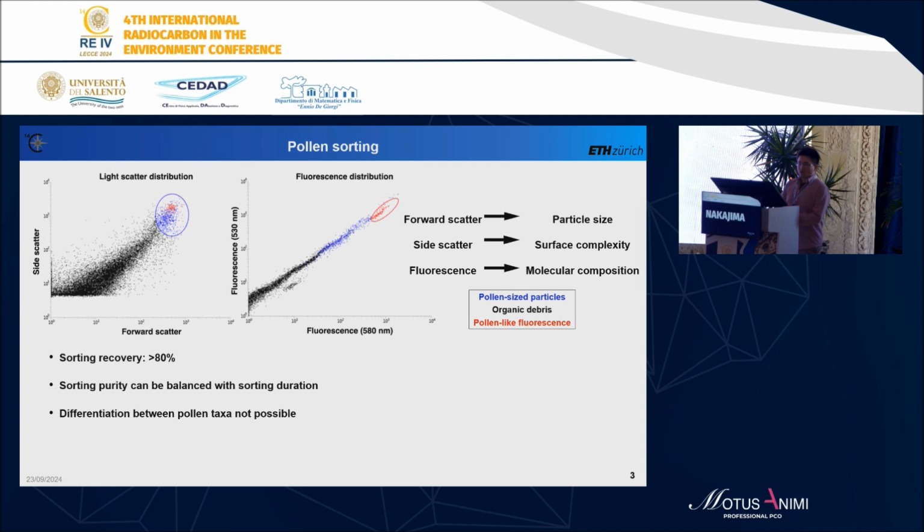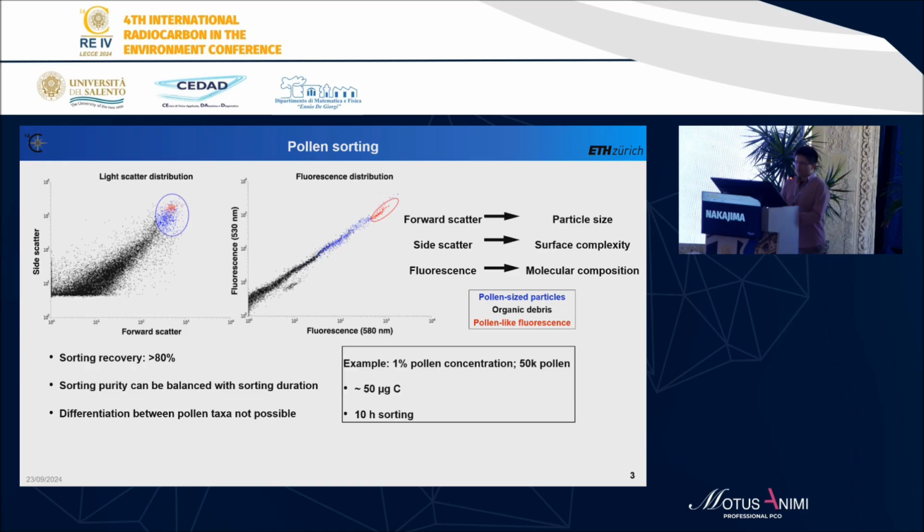Usually, sorting recovery is around 80% or higher, and we can balance the sorting purity with the duration of the sort. However, differentiation between different pollen species is not possible because there's too much of an overlap between pollen of different plant species, and there's no clear boundary between pollen and other particle types.